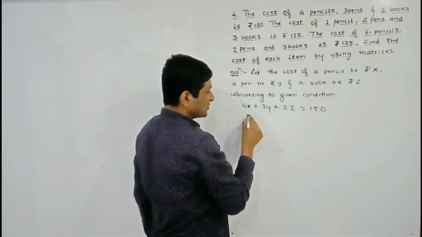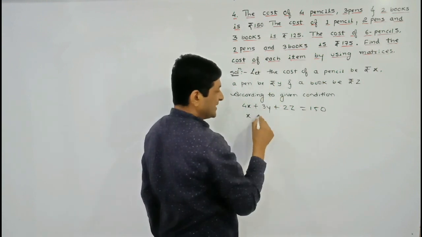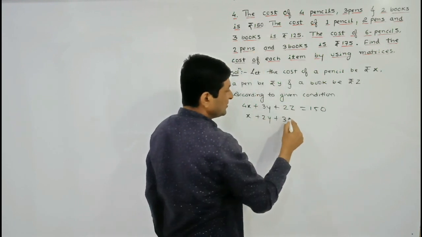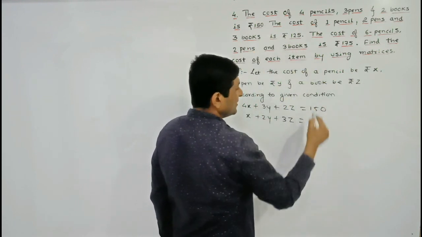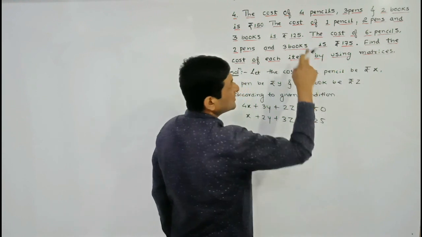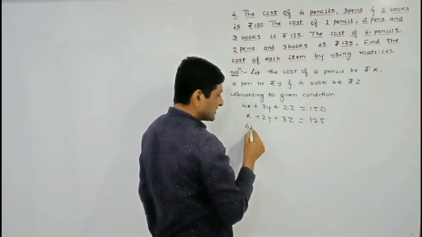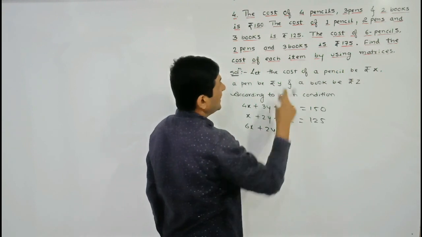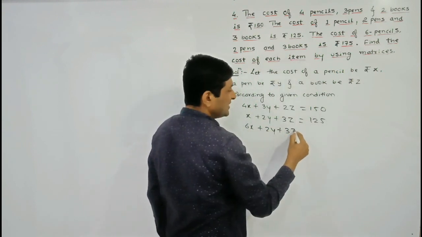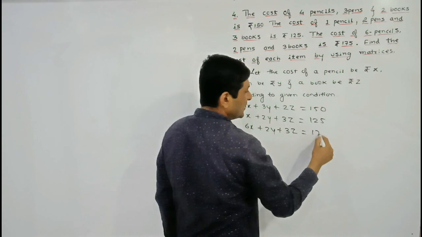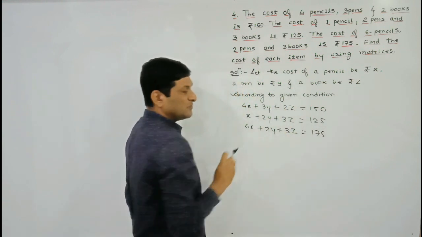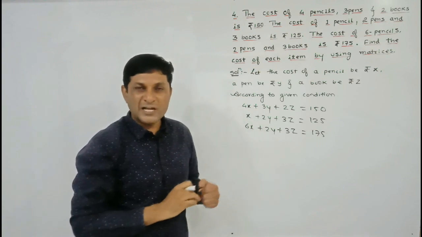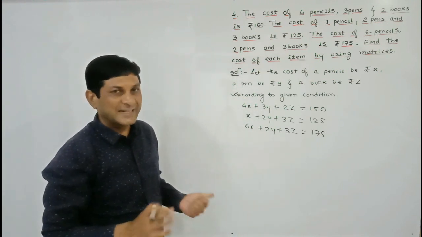The cost of 1 pencil is rupees x, 2 pens means 2y, and the cost of 3 books will be 3z, and this total bill will be equal to 125. The cost of 6 pencils means 6x plus the cost of 2 pens is 2y and the cost of 3 books will be 3z, and this total bill will be equal to 175. In this way we have got 3 equations using the given conditions in the example. Now we are solving these equations using the reduction method.